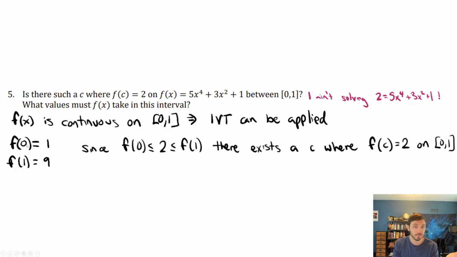the lower bound of 0. That's a very easy plug-in. You plug in 0, you get 1 as the output. I plugged in 1. 5 plus 3 plus 1 is 9. So what this suggests is that every value in between 1 and 9, I touch. So therefore, since 2 is in between those outputs, there must exist some c where f of c is equal to 2. It's sort of like a logic-y puzzle.